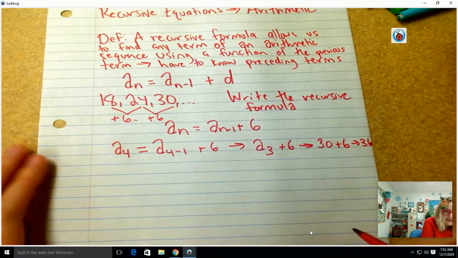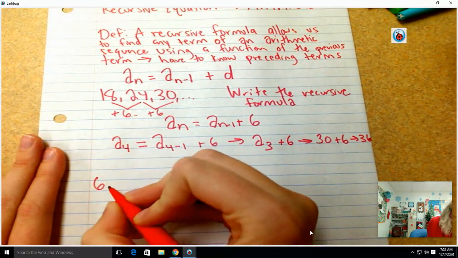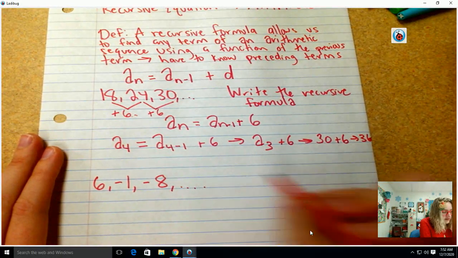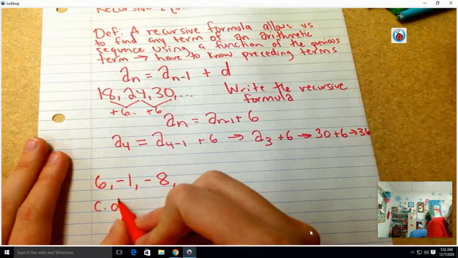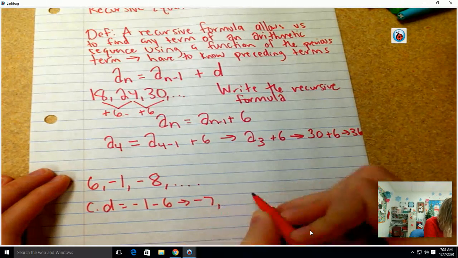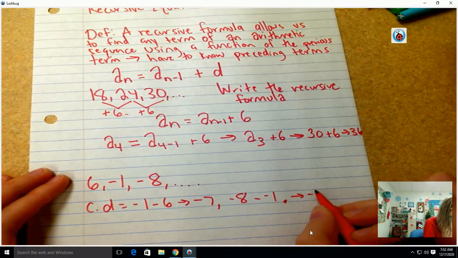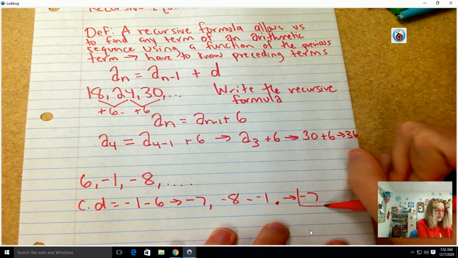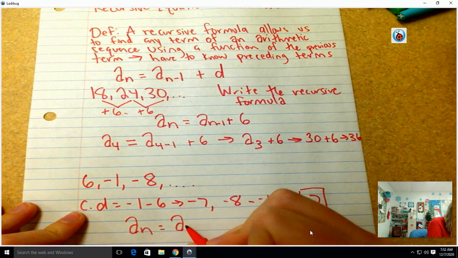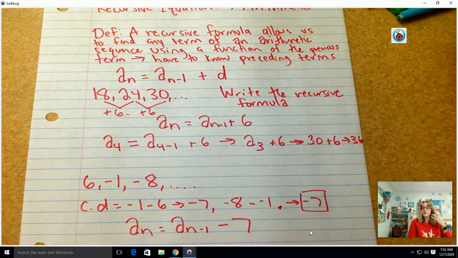Okay. Same thing if I was given the sequence 6, -1, -8. I've got to find my common difference. So -1 minus 6 is going to give me -7. -8 minus -1 is also going to give me -7. So my common difference is going to equal -7. So my recursive formula for that one is a_n equals a_(n-1) minus 7, or plus -7. Those are the same thing.